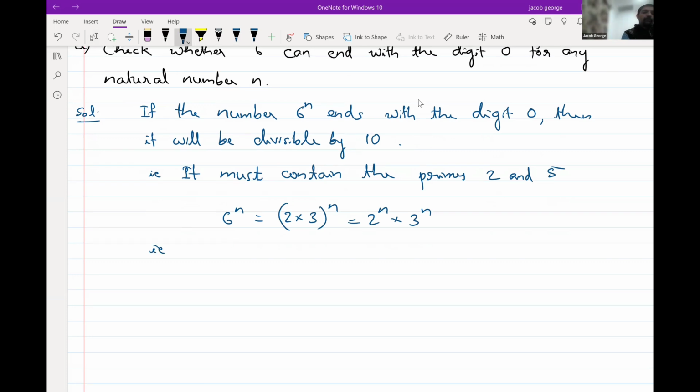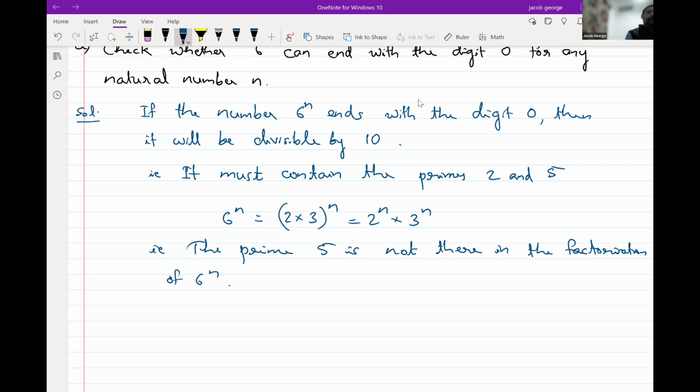That is, the prime 5 is not there in the factorization of 6 raised to n.